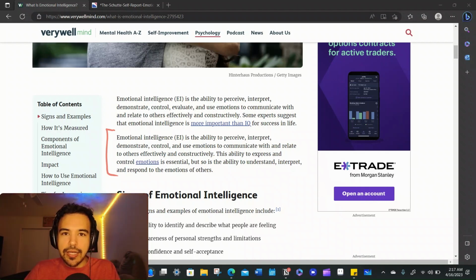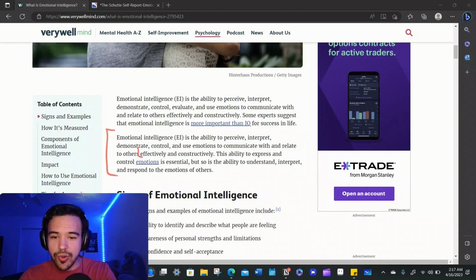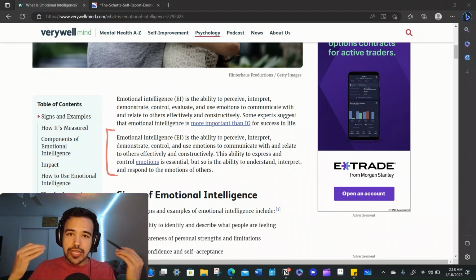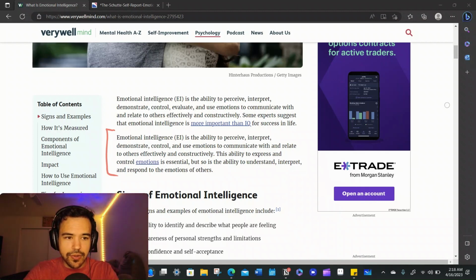So emotional intelligence, or EI, it's also EQ, which stands for emotional quotient, similar to IQ, which is intelligence quotient. EI or EQ is the ability to perceive, interpret, demonstrate, control, and use emotions to communicate with and relate to others effectively and constructively. Very important keywords in here, folks. Effectively and constructively. So it's not just the capacity to perceive emotion of others and yourself and understand them, interpret, like they said here. That's a good keyword too, interpret. But it's also the capacity to utilize them effectively. Love it. Love it.